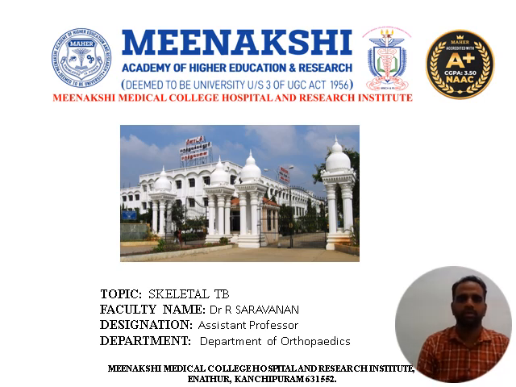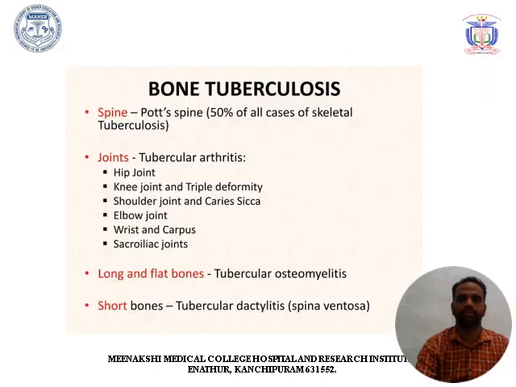Good morning everyone. Today the class is about osteoarticular tuberculosis, that is skeletal tuberculosis. Bone tuberculosis: the spine is the most common area involved. The involvement of the spine in tuberculosis is called Pott's spine. 50% of all cases of skeletal tuberculosis occur in the spine.